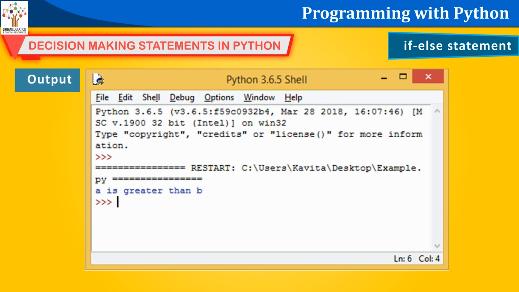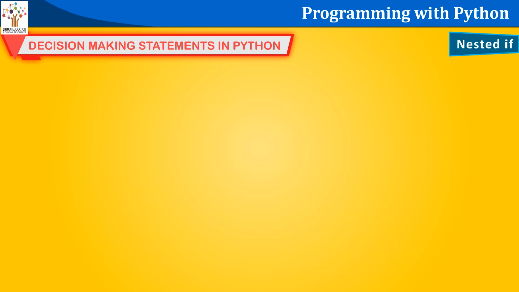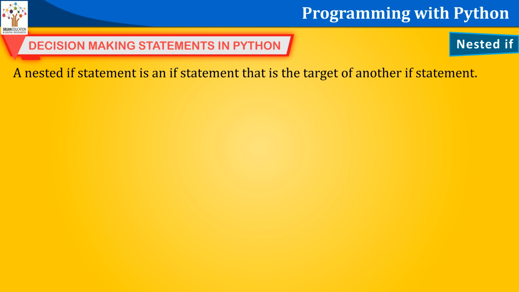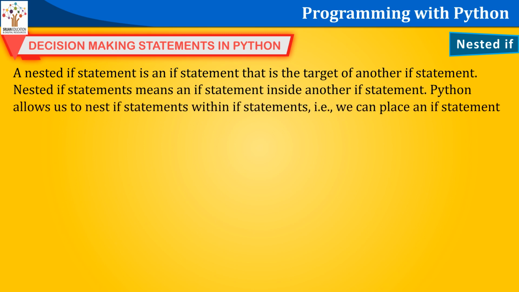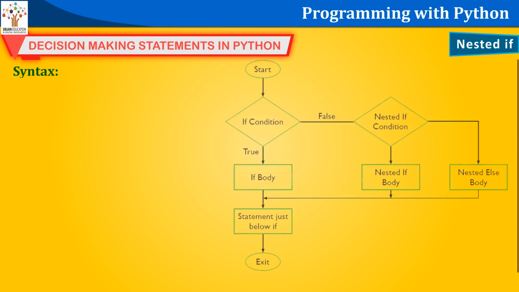Example, output. Nested if. A nested if statement is an if statement that is the target of another if statement. Nested if statements means an if statement inside another if statement. Python allows us to nest if statements within if statements. That is, we can place an if statement inside another if statement.